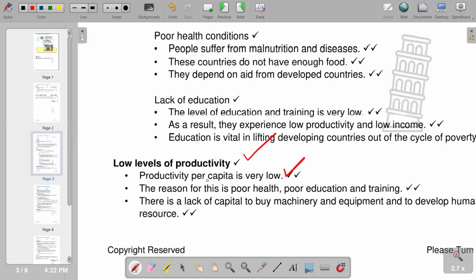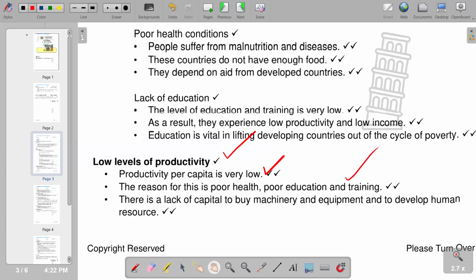Productivity per capita means the total production in the economy, in terms of the number of units being produced, which we divide by the population of the country so that we get the average per individual. The reason for this is poor health, poor education and training, leading to lower levels of productivity. And also there is a lack of capital to buy machinery and equipment and to develop human resources. So this is what we have in terms of low levels of productivity.